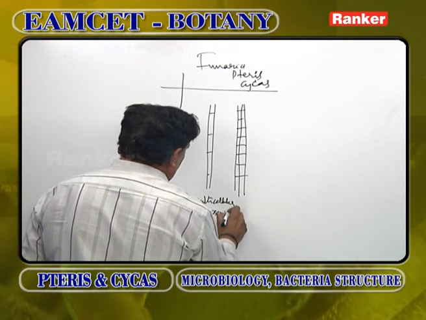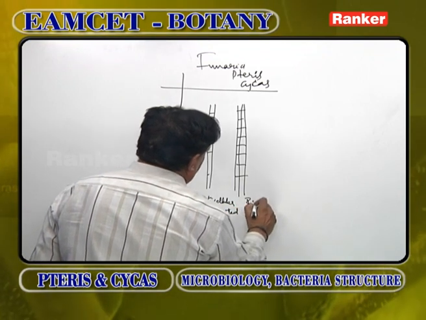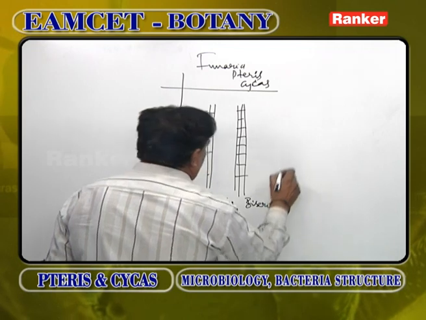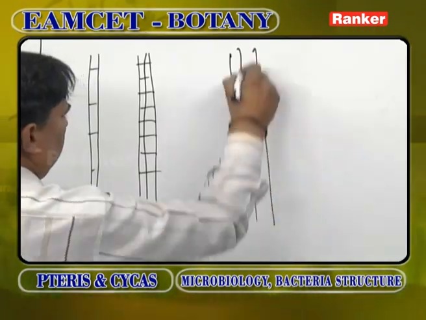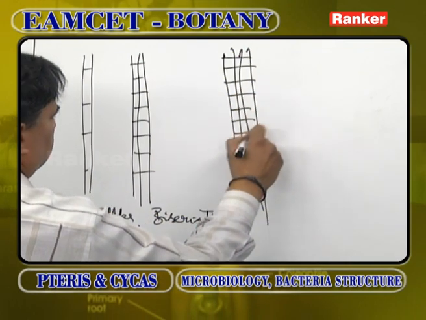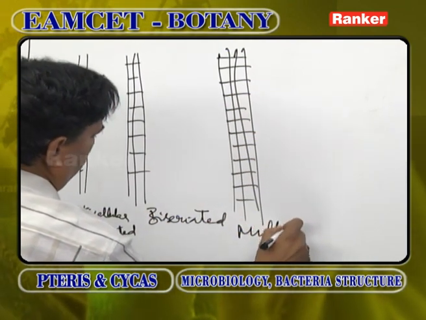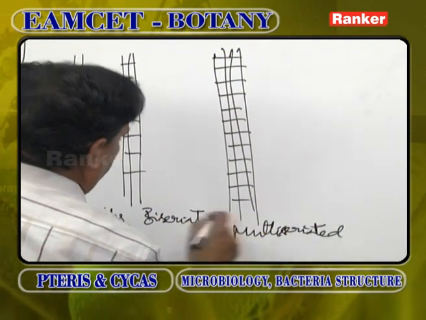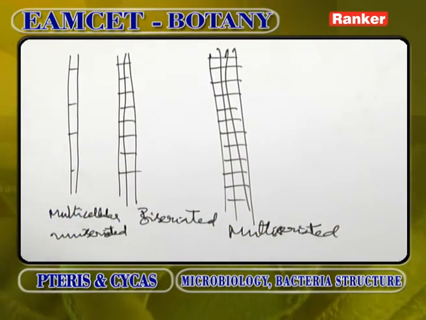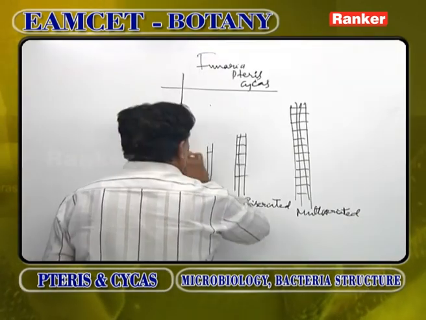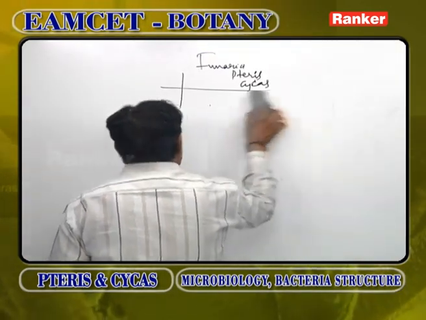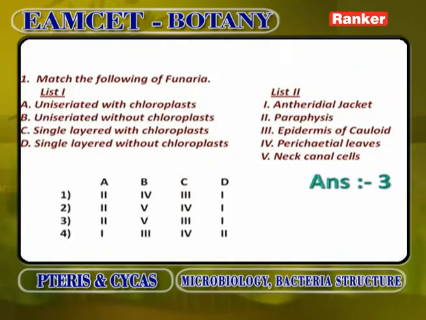Uniseriate. This is multicellular biseriate. Cells are arranged in two rows. This is multicellular multiseriate. Seriate means the number of rows. If only one row, uniseriate. If two rows, biseriate. If three rows or more than three rows, it is multiseriate. So here: uniseriate with chloroplast, uniseriate without chloroplast, single layered with chloroplast, single layered without chloroplast. Answer is 3. Uniseriate with chloroplast is 2.